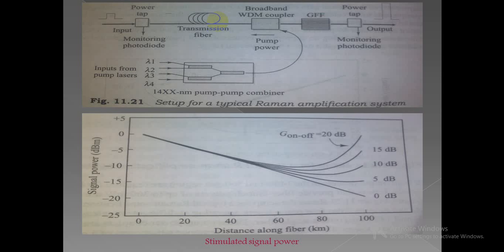So this one is a typical Raman amplification system. Here we are showing the signal power evolution along a 100 km fiber link for different values of on-off Raman gain, which is the increase in signal power at the amplifier output when the pump lasers are turned on.